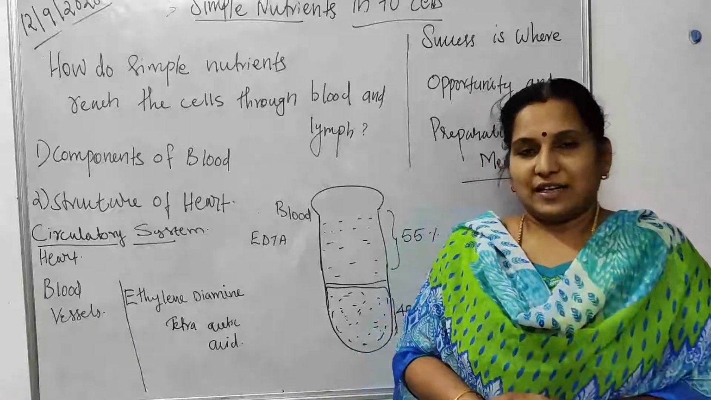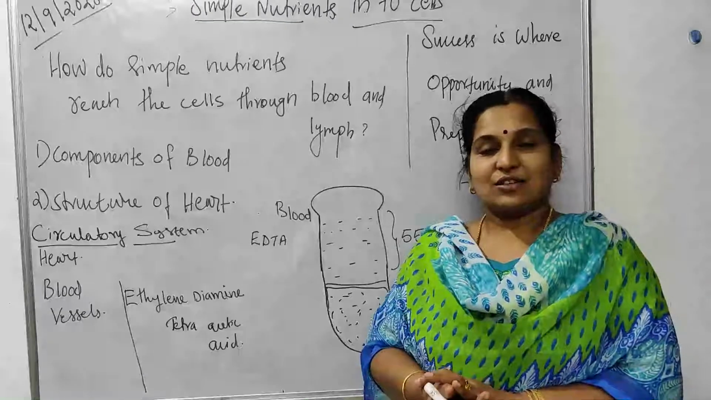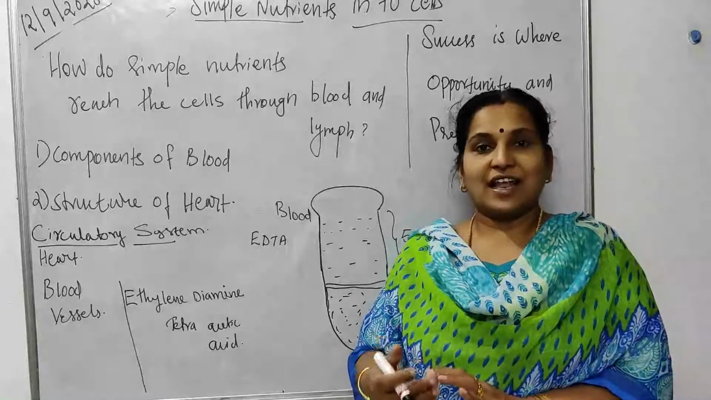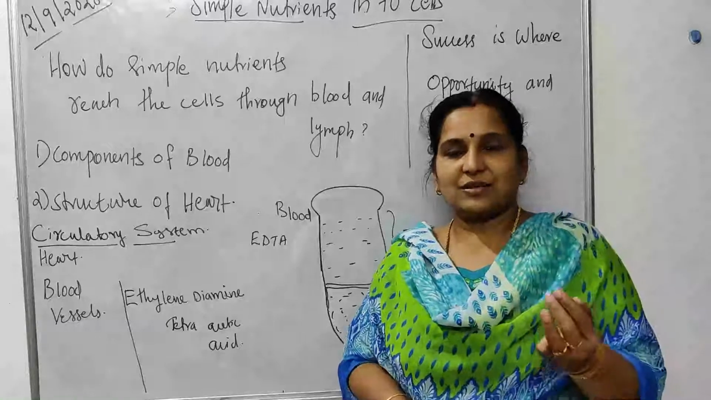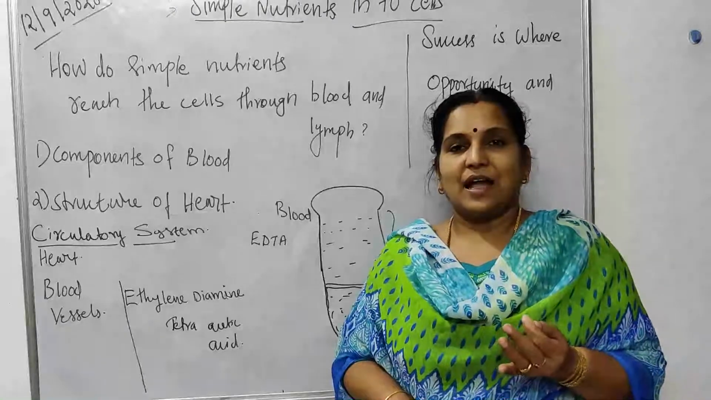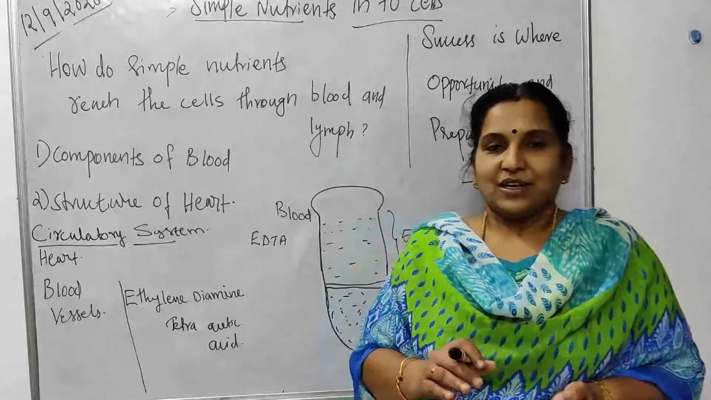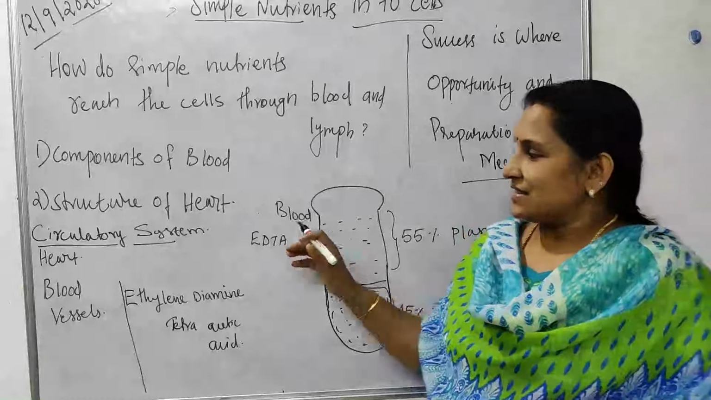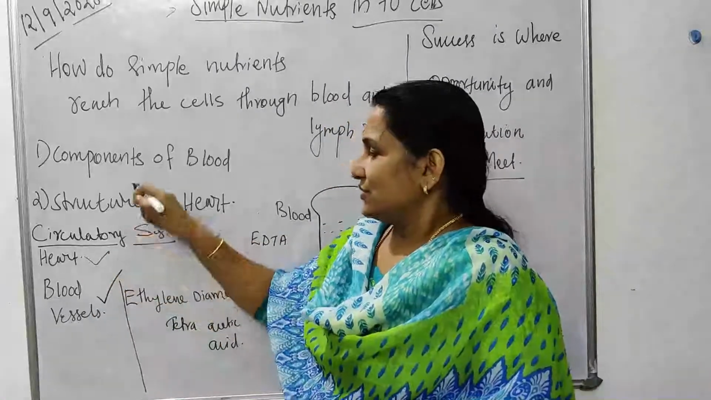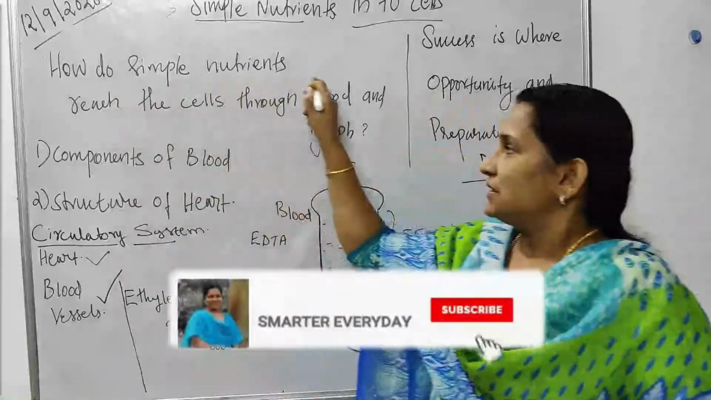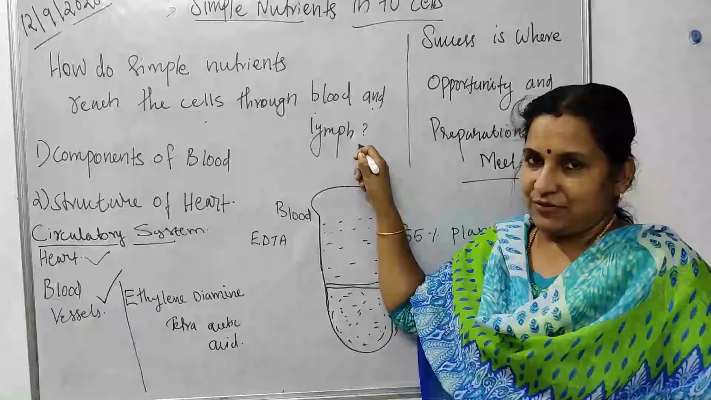In the lower grades or your smaller classes, you have studied various kinds of organ systems or life activities such as the respiratory system, digestive system, excretory system and circulatory system. The circulatory system consists of the heart and blood vessels. So, how do simple nutrients reach the cell through blood and lymph?